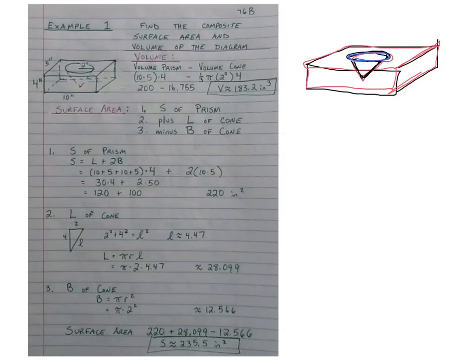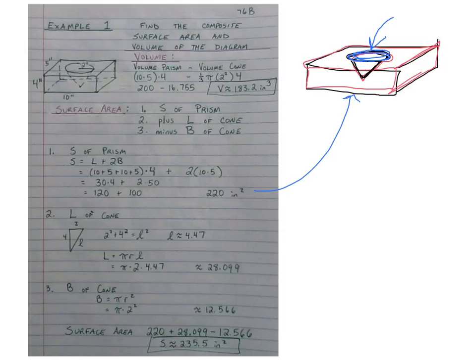So if we subtract out the base of the cone, that allows us to think of this as kind of a hole in the top of the prism. So surface area of a prism is lateral plus 2 times the base. So the lateral area is perimeter times height, and the base is length times width. And that's how we find the surface area of the prism. Simplify that out. The prism is 220 inches squared.